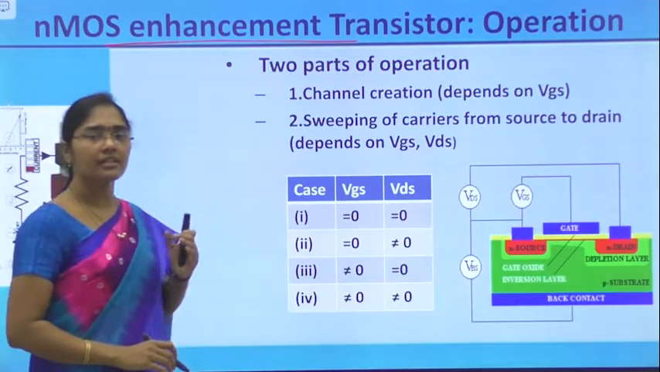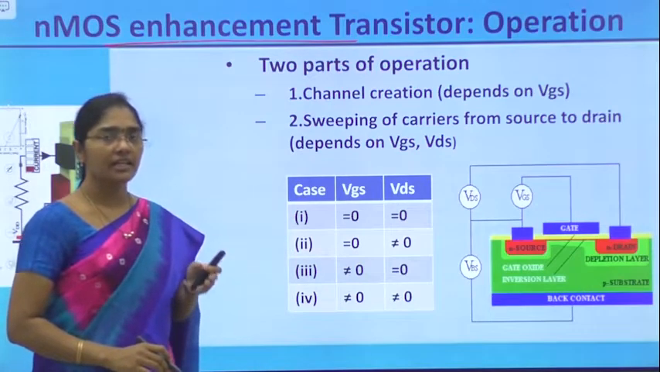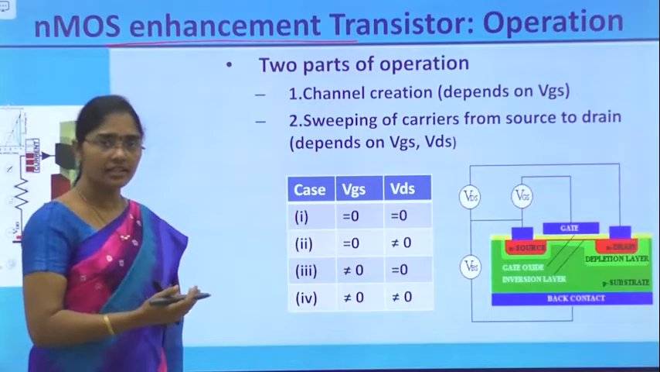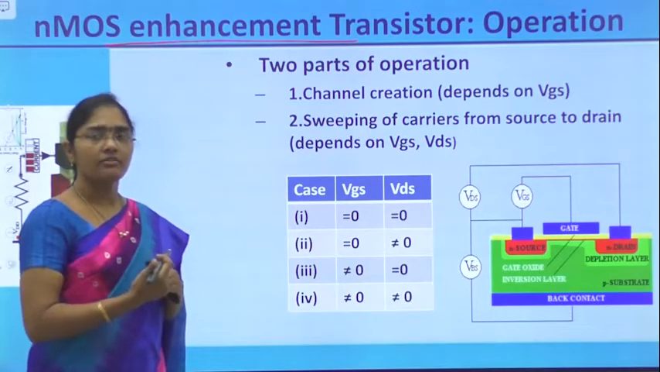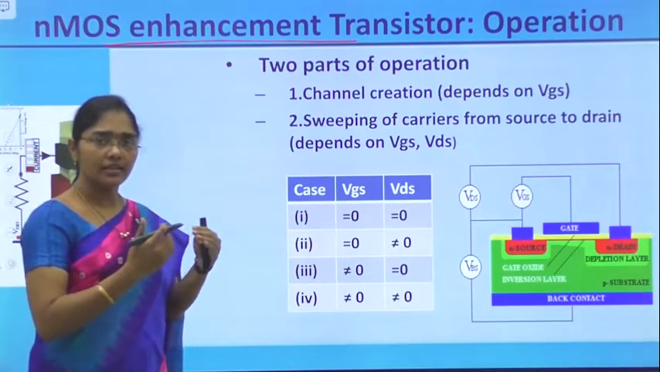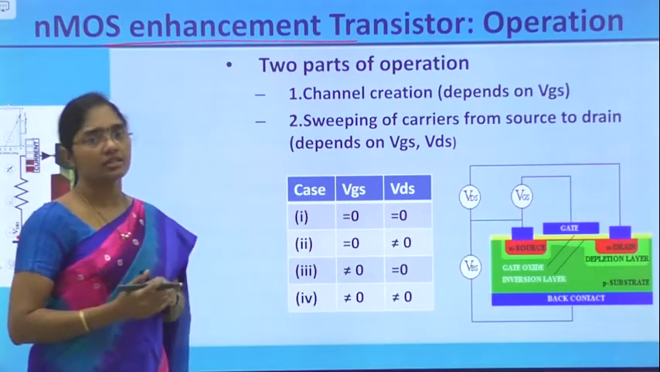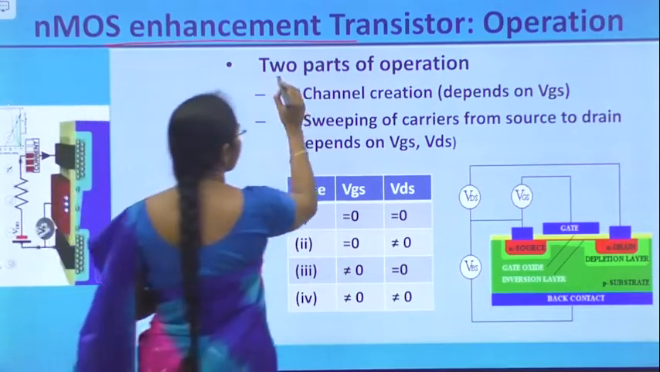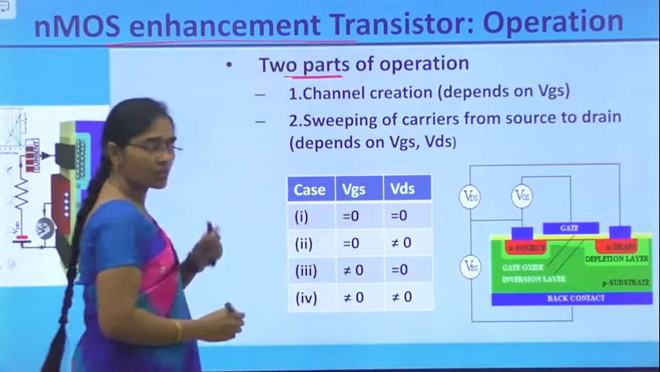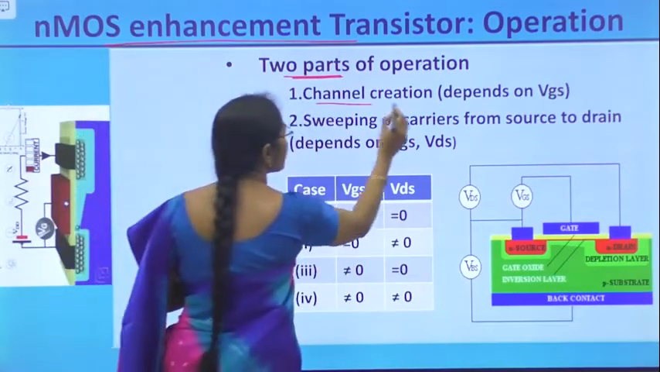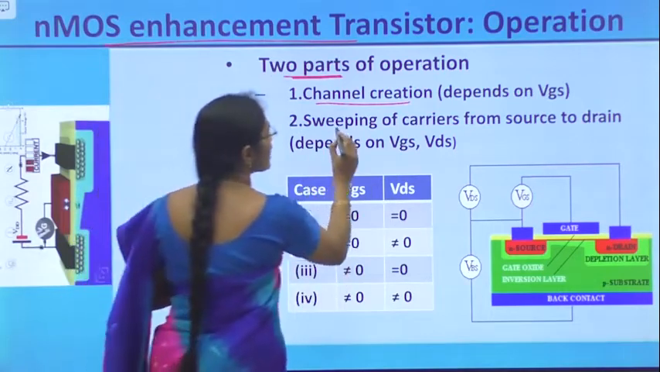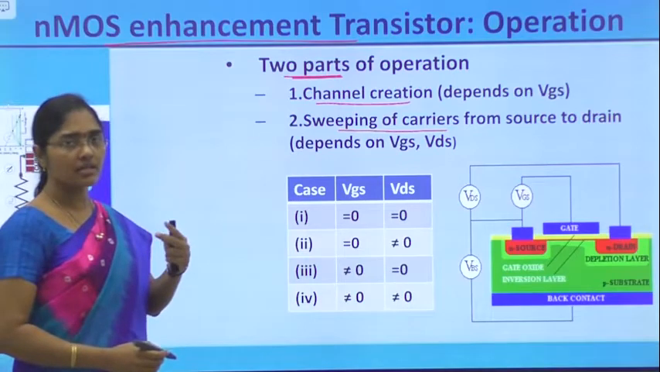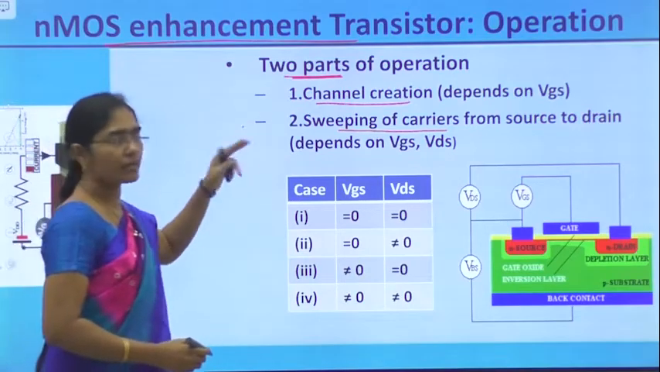Here in the enhancement transistor, as a structure, there is no channel. We have to create the channel electrically, and then we have to allow the carriers to move from source to drain. Therefore, the operation is divided into two parts: one is channel creation and the second one is sweeping of the carriers from source to drain.